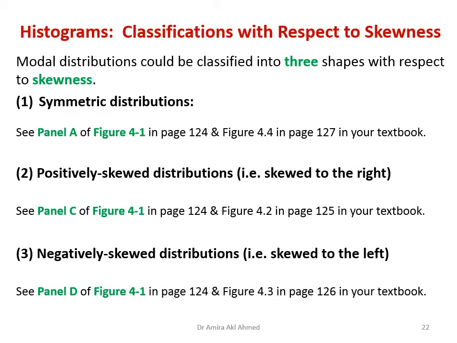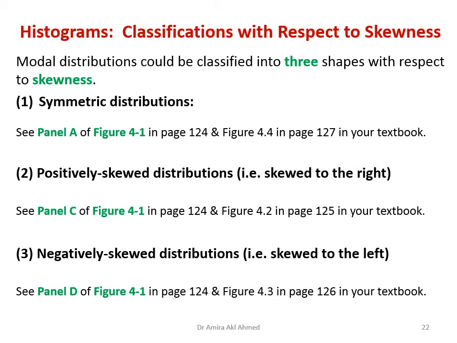Modal distributions could be classified into 3 shapes with respect to skewness. First, symmetric distributions. Second, positively skewed distributions. Third, negatively skewed distributions.